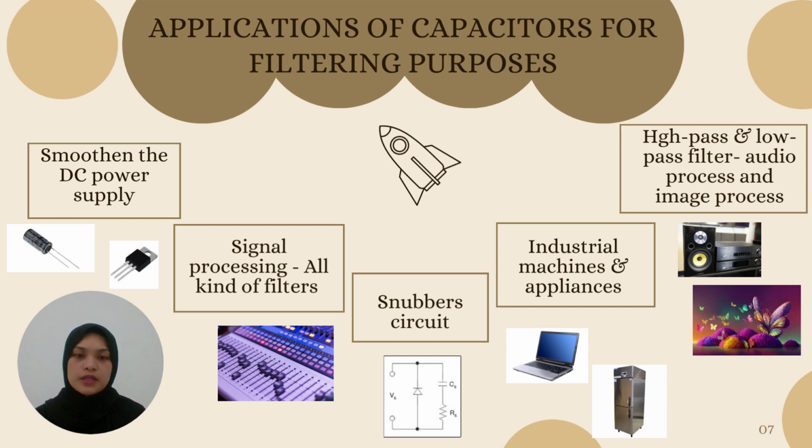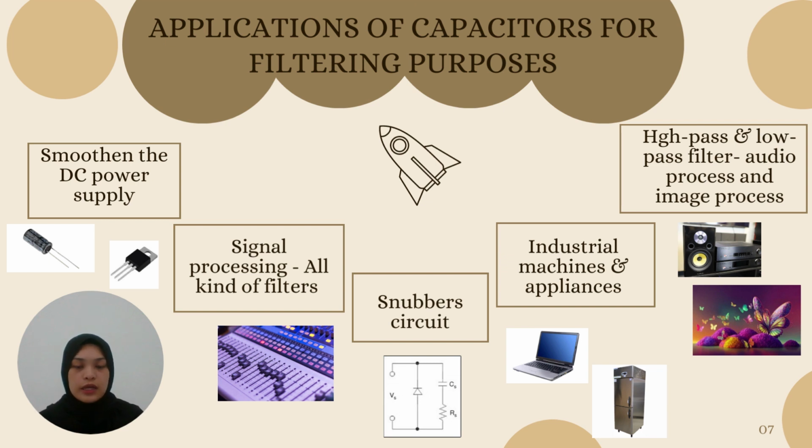First of all, capacitors are used to smoothen the DC power supply by connecting the capacitor to a voltage regulator. Secondly, capacitors are used to process signals in all types of filters, such as in an audio equalizer. Third, capacitors for filtering are used in snubber circuits to stop radio frequency interference (RFI) so that the snubber circuit can be used for protection and improved performance.